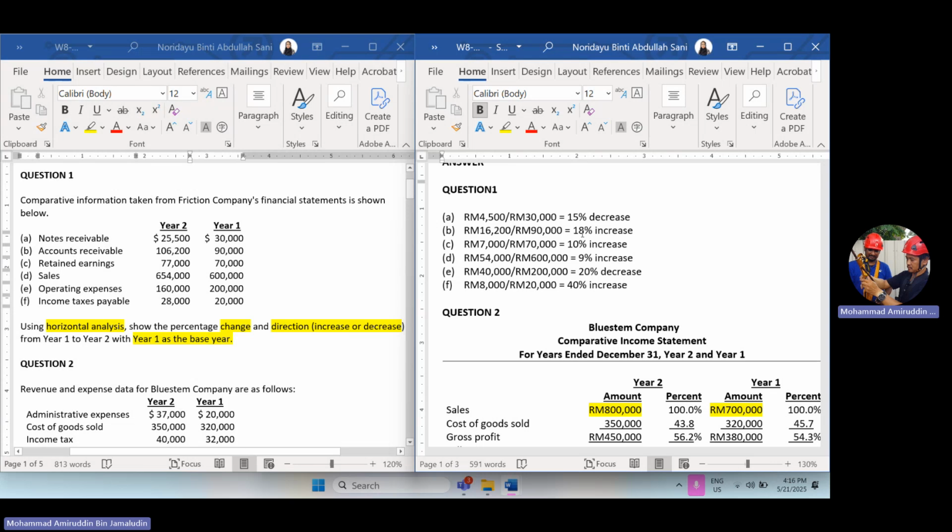Retained earnings increase from 70 to 77. So the difference is 7 over 70, base year 70. So a 10% increase. When you have an increase in retained earnings, the issue is, are we going to increase our dividends distribution? Why? Because dividends should be paid, should be distributed, based on the utilization of your retained earnings.